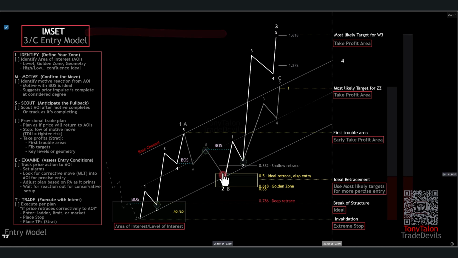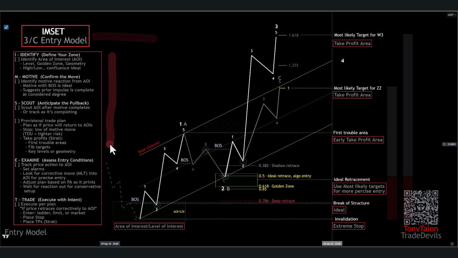Either you have a potential of riding the wave three up, or worst case, potentially you're going to be in a wave C here, which gives you at least some most likely targets that you can take advantage of to profit off of and be in a profitable trade. So now we know the why of this entry model. Let's go through what we're looking for within this entry model. Just to start off, as you can see here, they're not numbered at all.